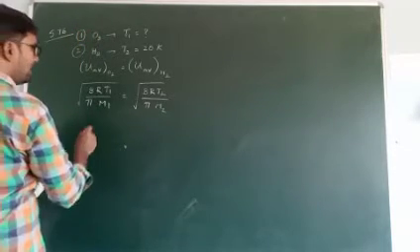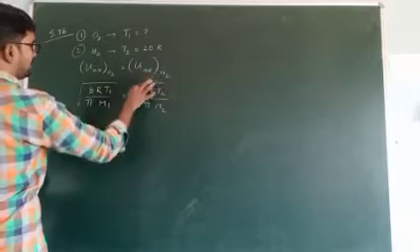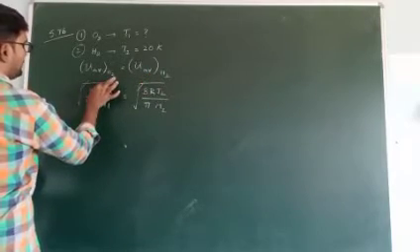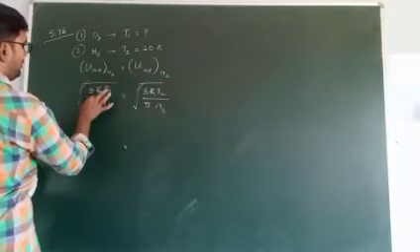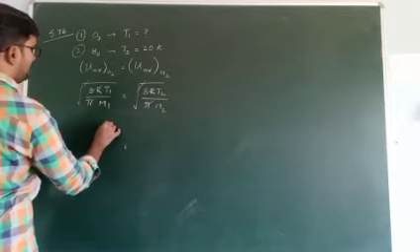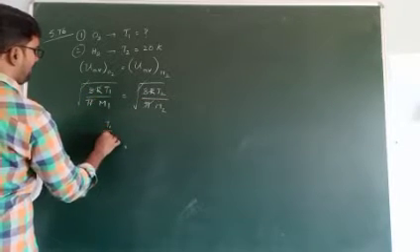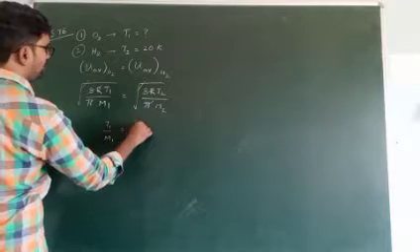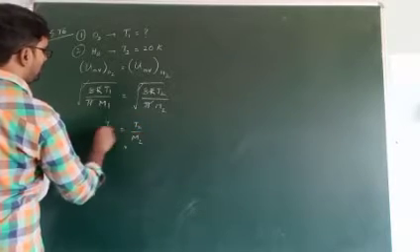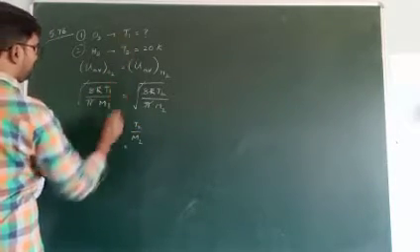This is the second gas. On both sides, the squares are cancelled. Both sides, 8R cancelled. Both sides, pi cancelled. So simply T1 by m1 equal to T2 by m2. The T1 value we already didn't know.